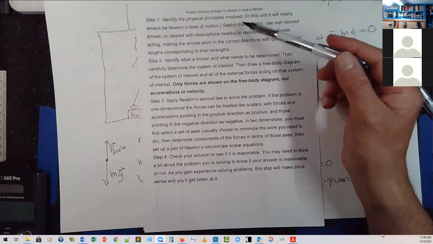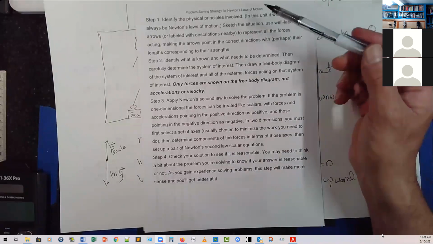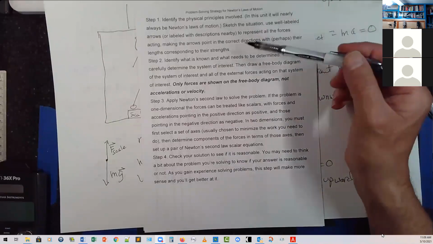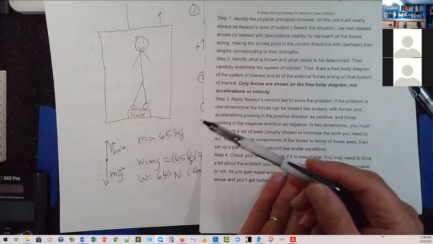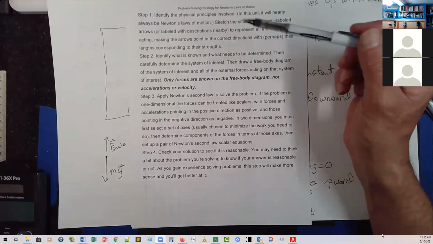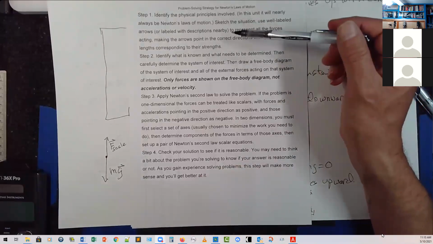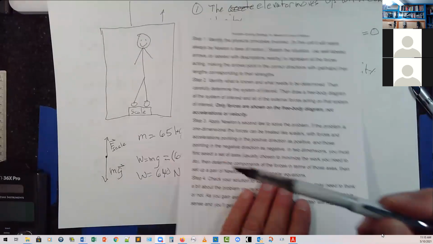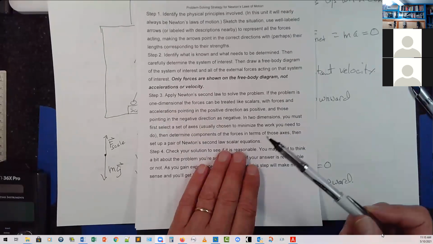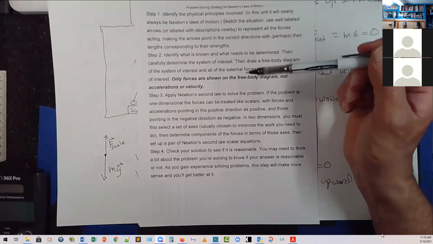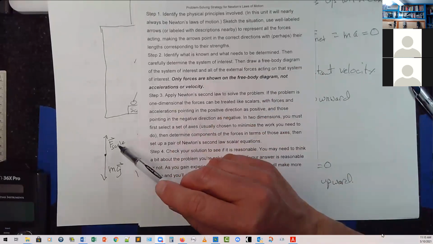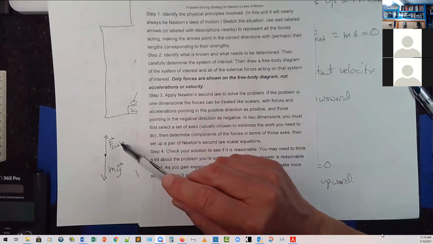Identify the physical principles involved. And in chapter 4 and 5, it's almost always going to be Newton's laws of motion. Sketch the situation. I did that here with my elevator, and I did it with the Atwood's machine. Use well-labeled arrows to represent all the forces acting. Now, I didn't show the forces acting here. I tend to put them on a free body diagram. In this case, the thing that we wanted to determine was the force that the scale exerts on the person.